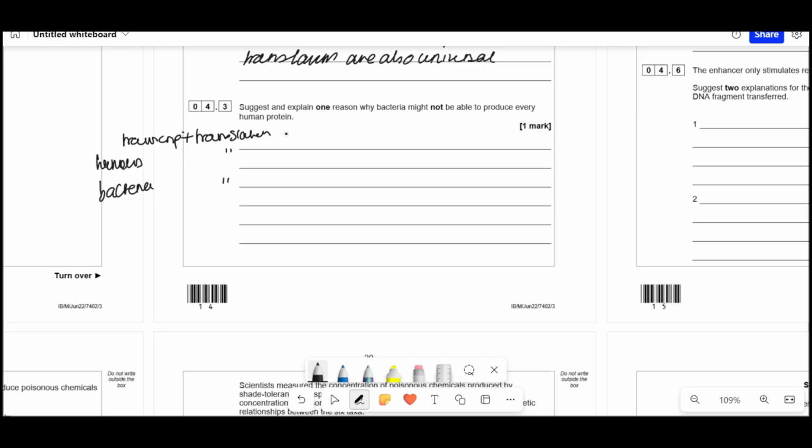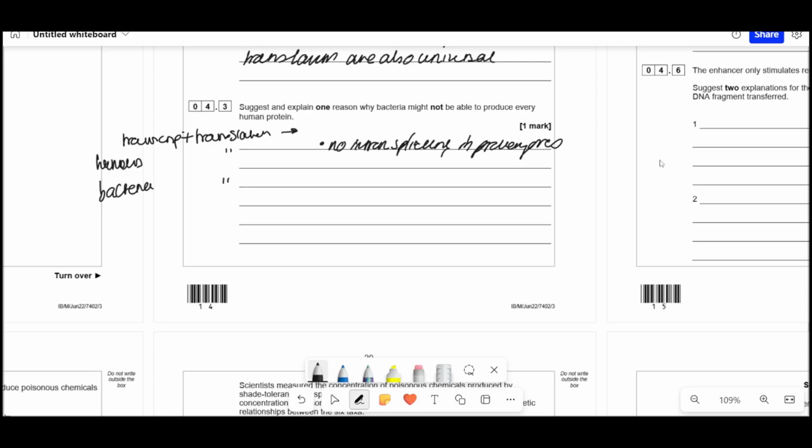Well, I mean, okay, we can think a bit beyond that as well. But if we look at transcription, humans are eukaryotes, bacteria are prokaryotes. What's the difference you can think of? So in humans, they have introns, so there's no intron splicing in prokaryotes. So that's one of them.